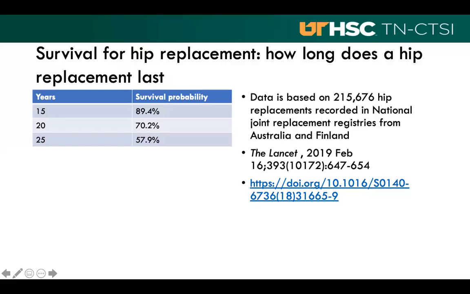So let's have a look at the survival probability for hip replacement. How long does a hip replacement last? The 15-year survival probability of hip replacement is about 89%. The 20-year survival probability is about 70%, and the 25-year survival probability is about 58%. This data is based on 215,676 hip replacements recorded in national joint replacement registries from Australia and Finland.